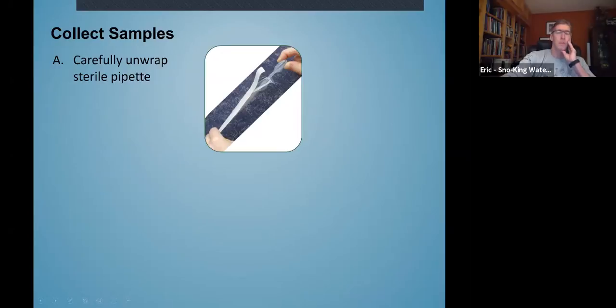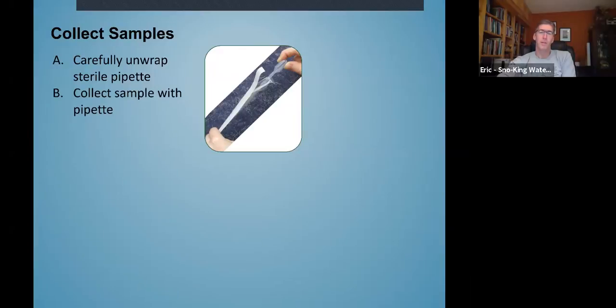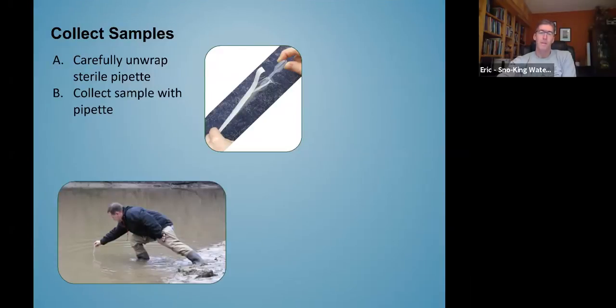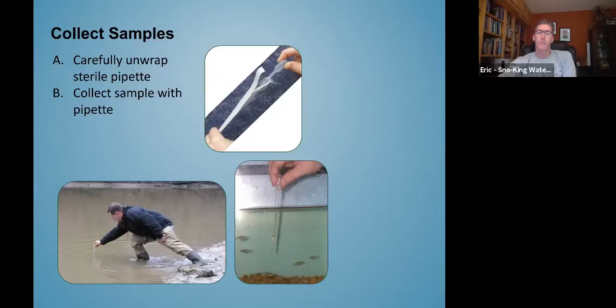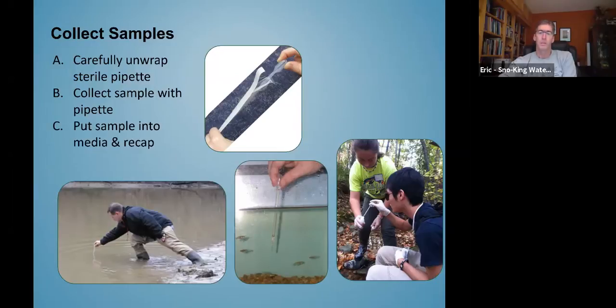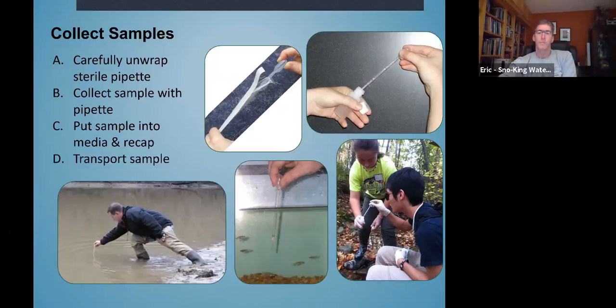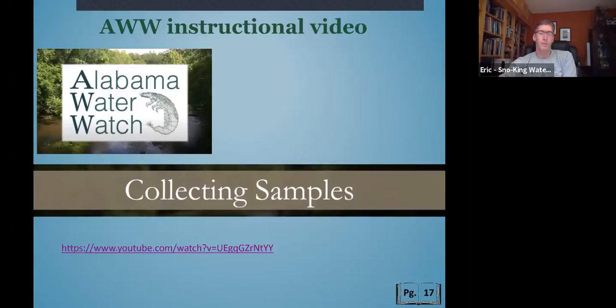So in terms of collecting samples, when you go out to the site, you're going to unwrap a sterile pipette and collect the sample. You want to be facing upstream so that you're not interfering with the water that you're sampling. And you want to be below the surface of the water, but not touching the bottom. You'll collect the sample and put it into the media bottle and then recap it. Then you bring it back for plating. And I'm going to show you guys a video on how to do this.